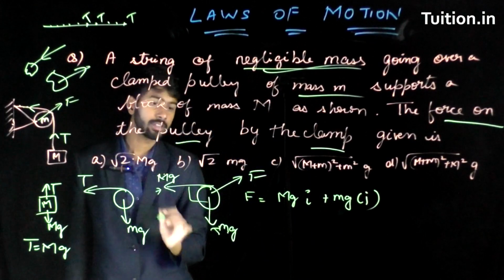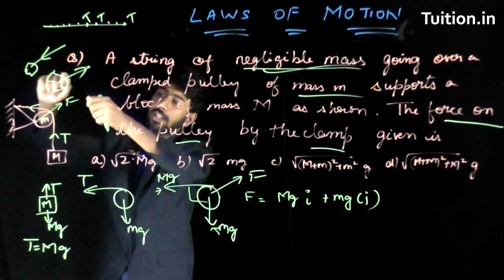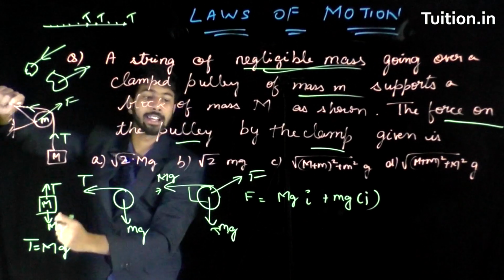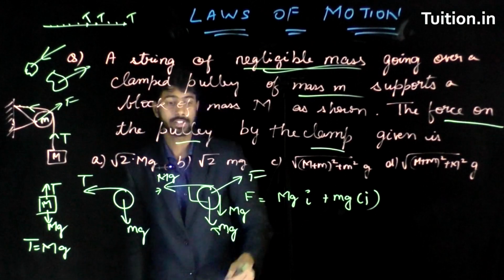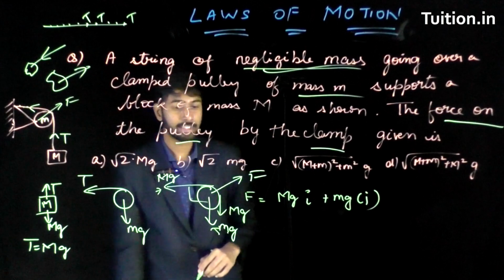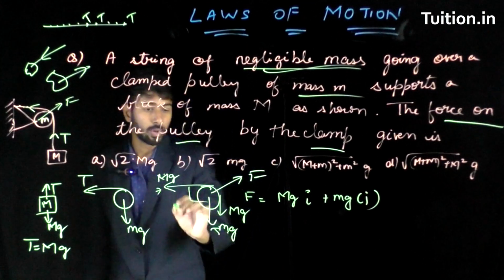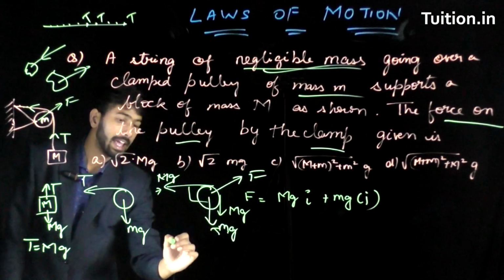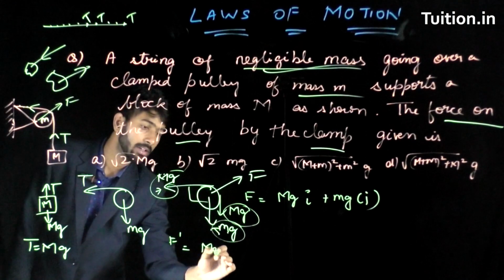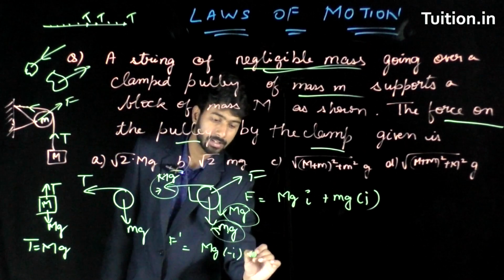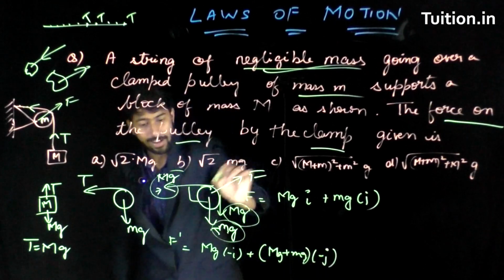One more thing: there is also a tension acting on the pulley. The string is pulling the pulley from both directions, even from this direction. So this capital Mg is also acting in this direction. So M plus m into g is what is acting downwards. If I say the resultant of these is F dash, then F dash will be mg minus i plus mg minus j, and your F has to balance this F dash.